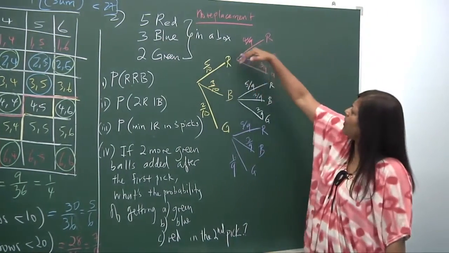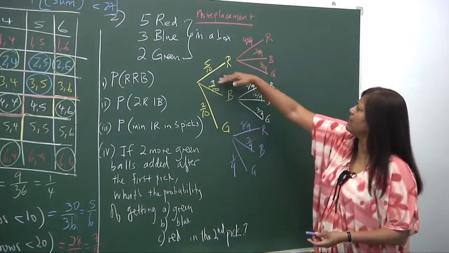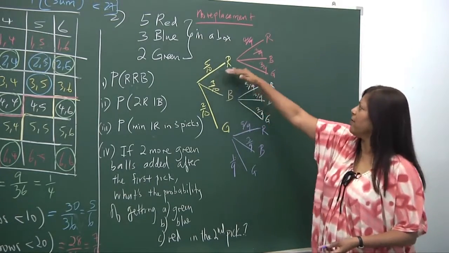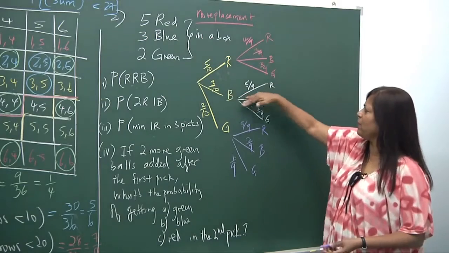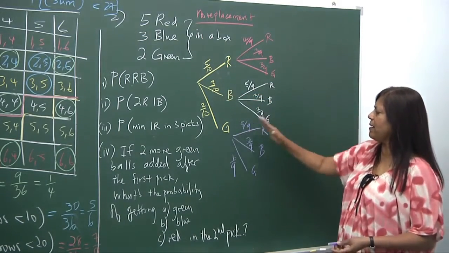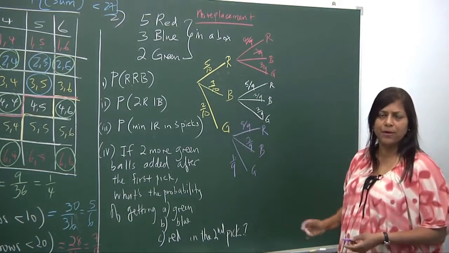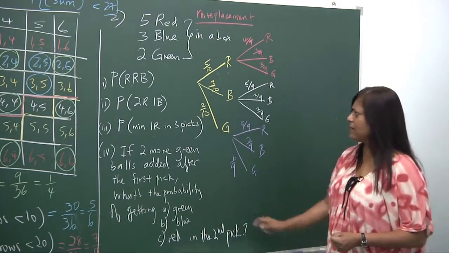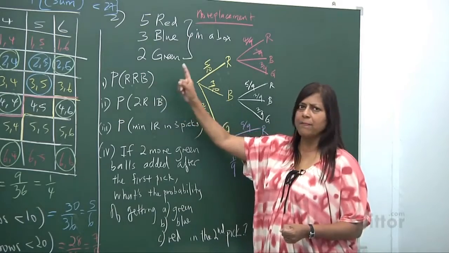What is this called? Red, red. What is this? Red, blue. Red, green. Blue, red. Blue, blue. Blue, green. Green, red. Green, blue. Green, green.